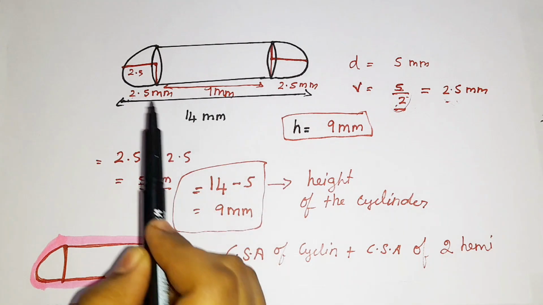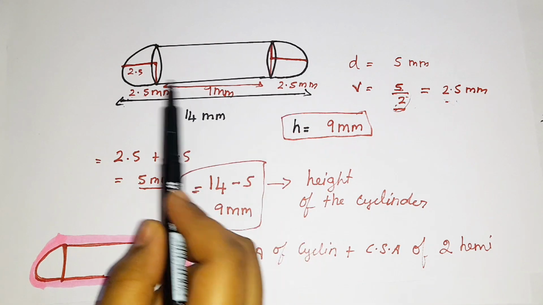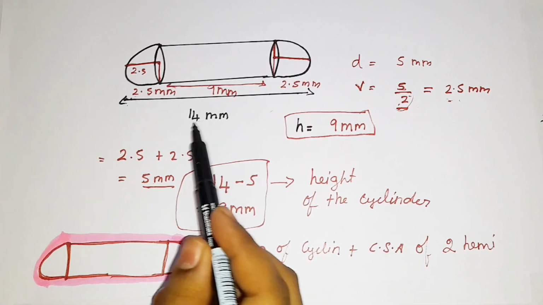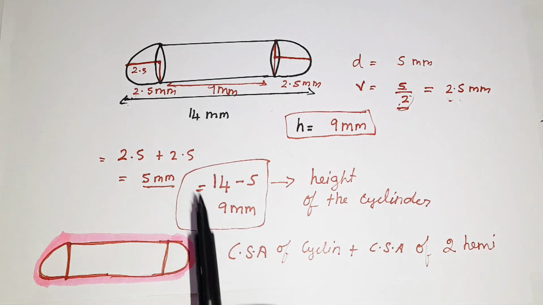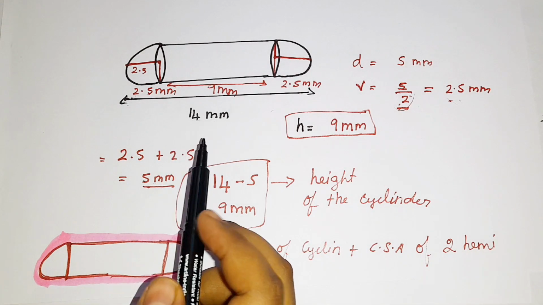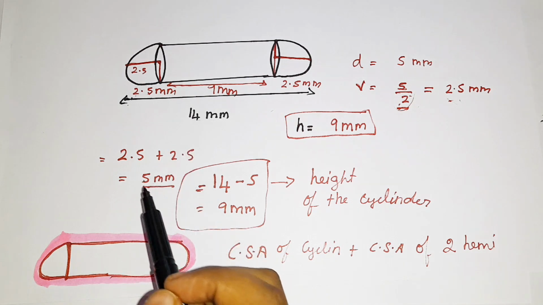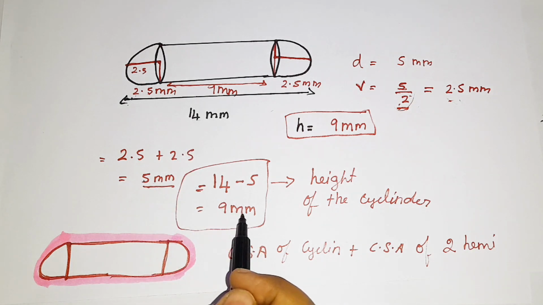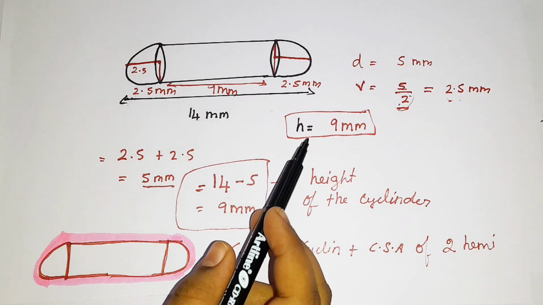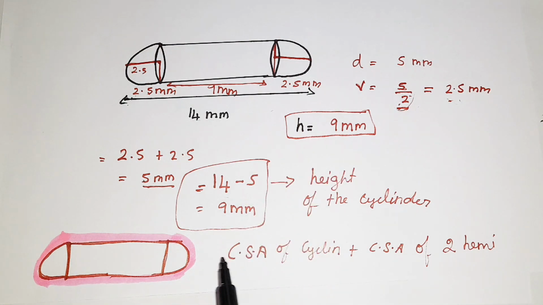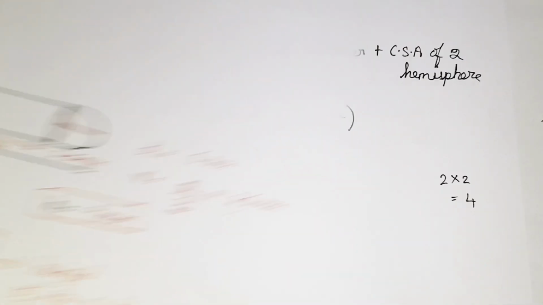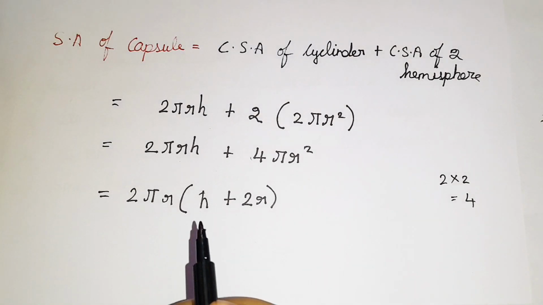And then what else? We have the length, that is the complete length of the capsule, that is 14 millimeter. I am sorry guys, it is 14 millimeter. So when we subtract 5 from 14, we get 9 millimeter. So the 9 millimeter is the height of the cylinder. Okay, all right. So since you know that is the height of the cylinder, now let us substitute the values.